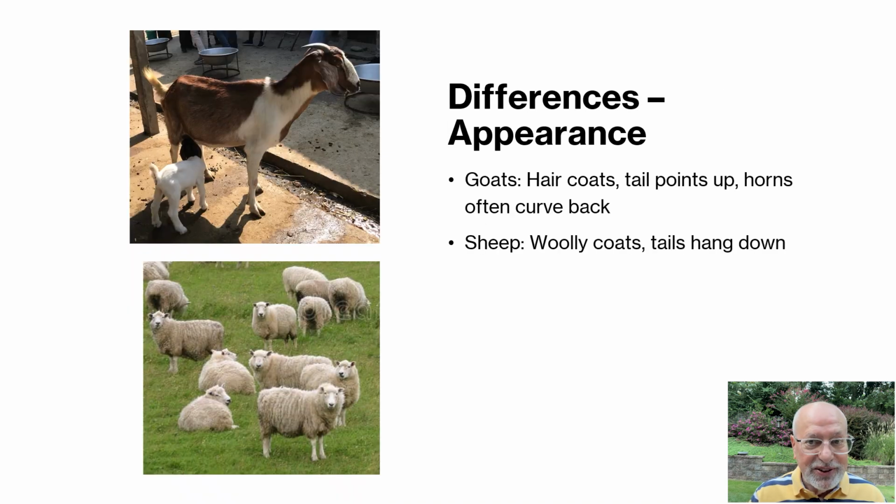Now there are some differences, for instance, the hair coat. The goats have hair, as you can see. Their tail points up, as you can see in this goat on the top, and the horns often curve back. The sheep obviously has a woolen coat, and its tail hangs down.